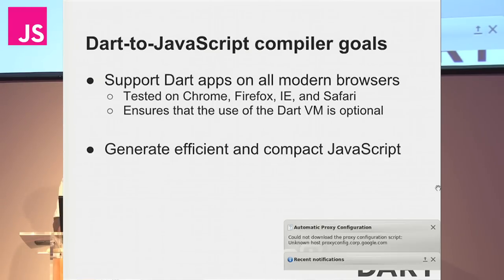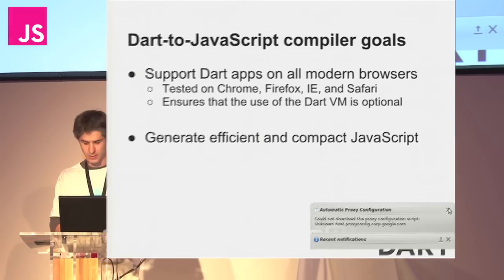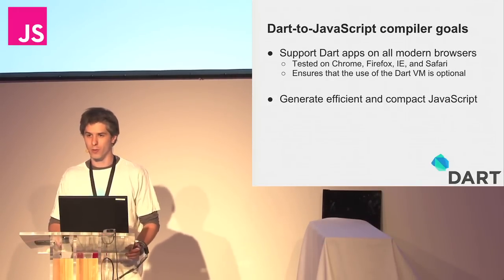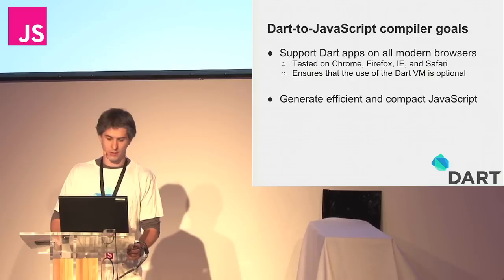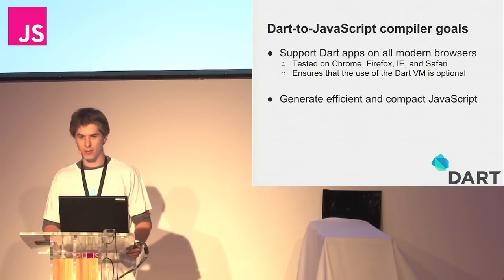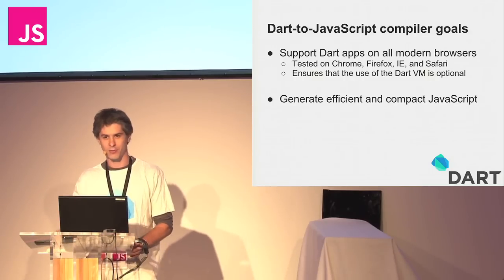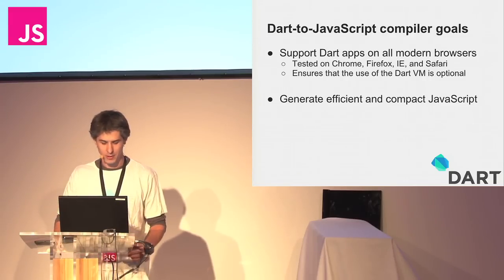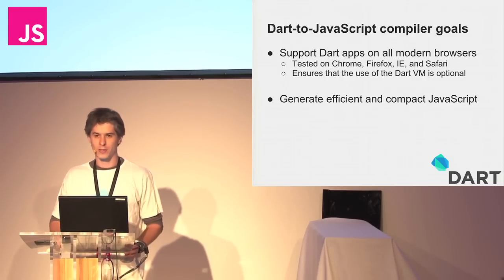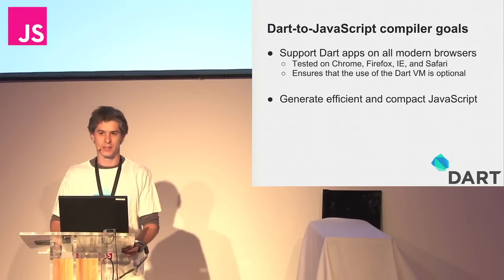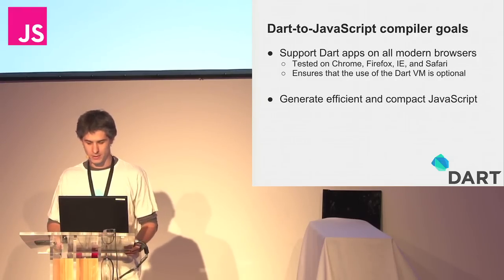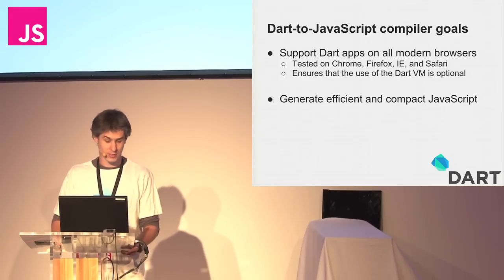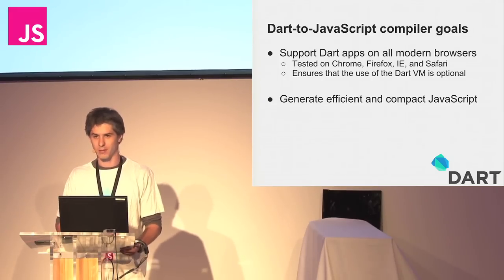There were several goals when we started the JavaScript compiler. For one, it should run on all modern browsers. We test on Chrome, Firefox, IE, and Safari. And we have a testing slot for Opera. We just haven't filled it in yet. It's going to happen at some point. And our goal is that the Dart VM is not necessary. So you can program in Dart, and it should still work on browsers that don't have the VM. And of course, it must be efficient and compact. Otherwise, nobody wants to use it.